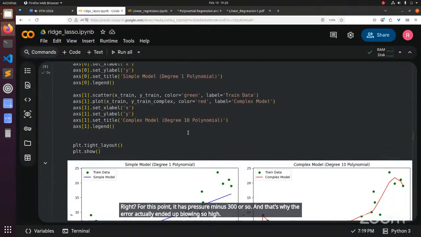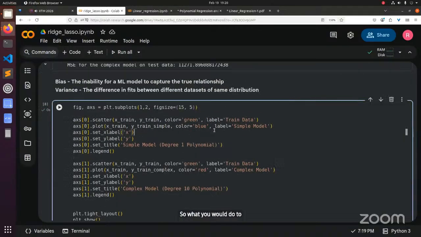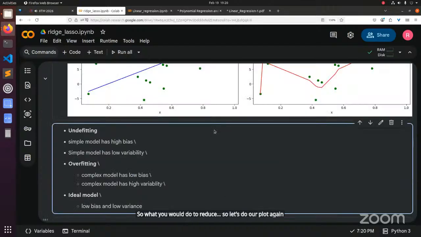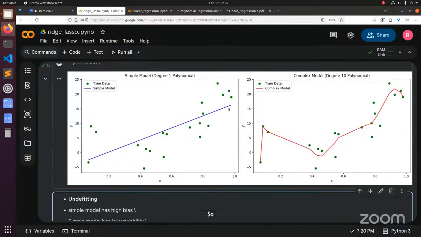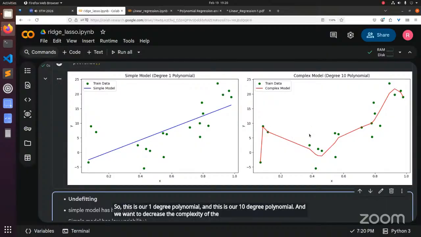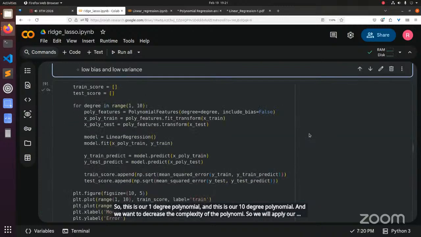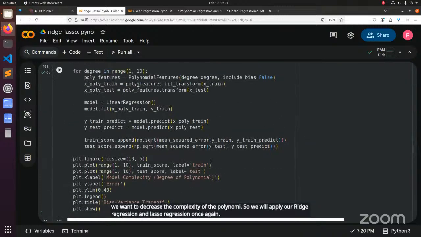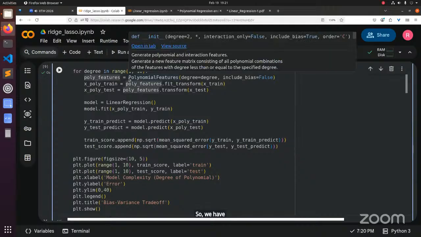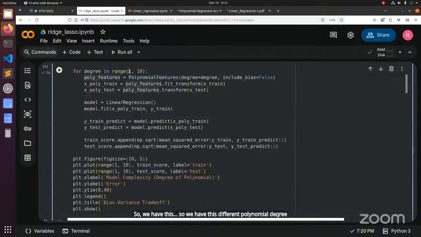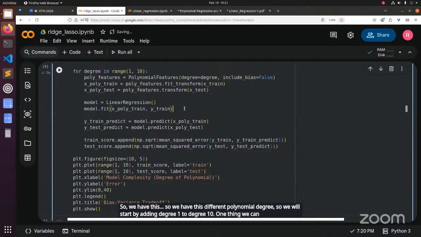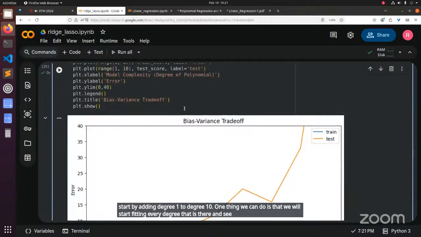So what do you do to reduce this? Let's do our plot again. This is our 1-degree polynomial, and this is our 10-degree polynomial. We want to decrease the complexity of the polynomial, so we will apply ridge regression and lasso regression once again. We have these different polynomial degrees, so we will start with degree 1 to degree 10. One thing we can do is fit every degree and see which polynomial best explains the data set.